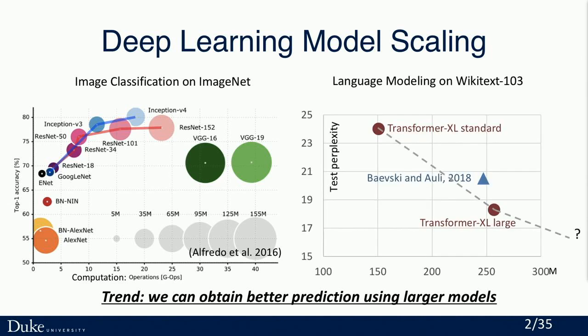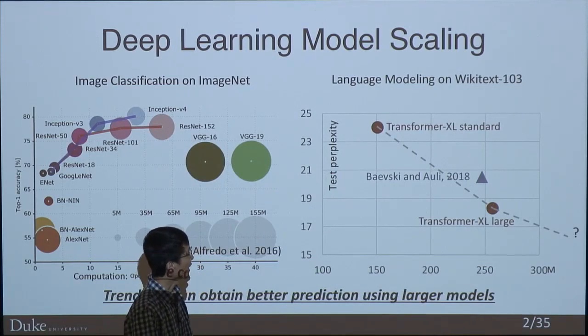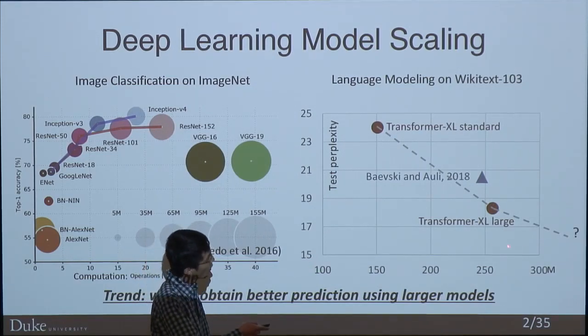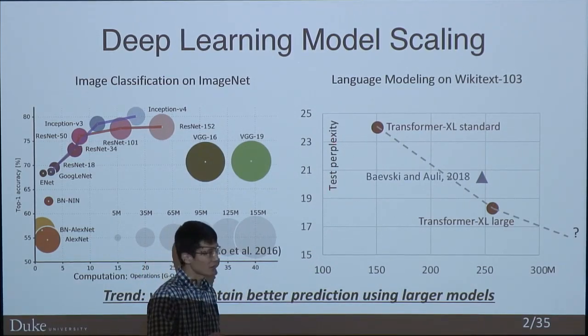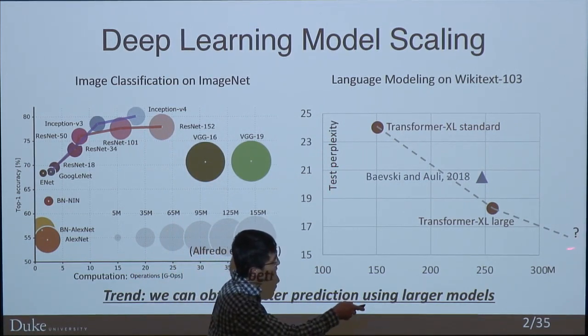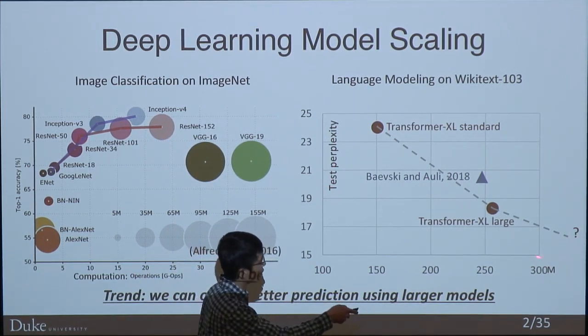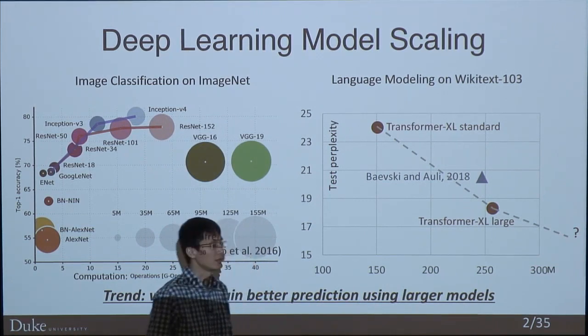Similarly, in natural language processing, we also get a similar trend. Here is an example for language modeling on Wikitext. If we can build a larger model, we can get a better perplexity. So we are still curious about how far we can go if we can still build larger models in NLP problems.